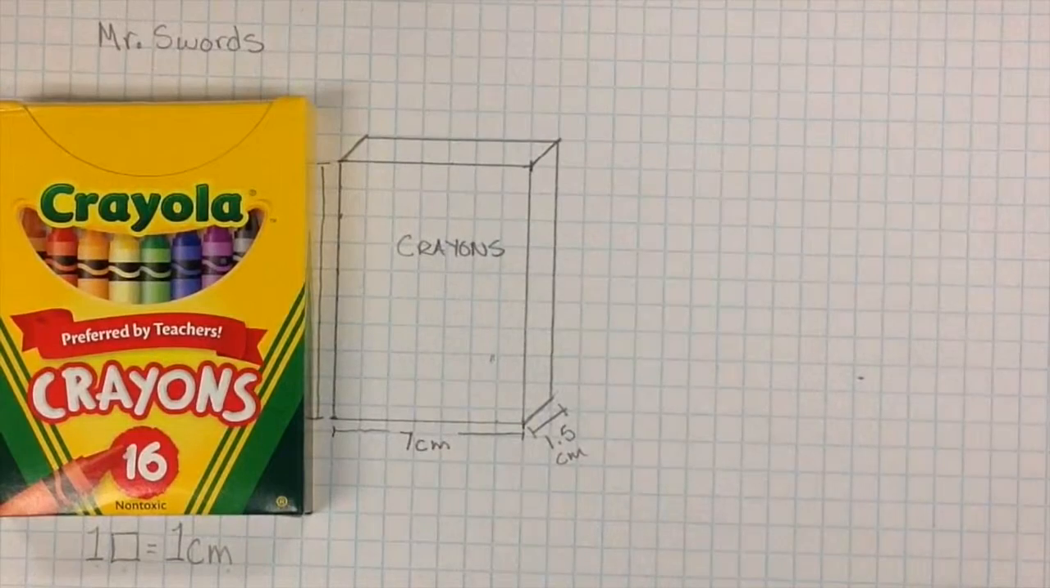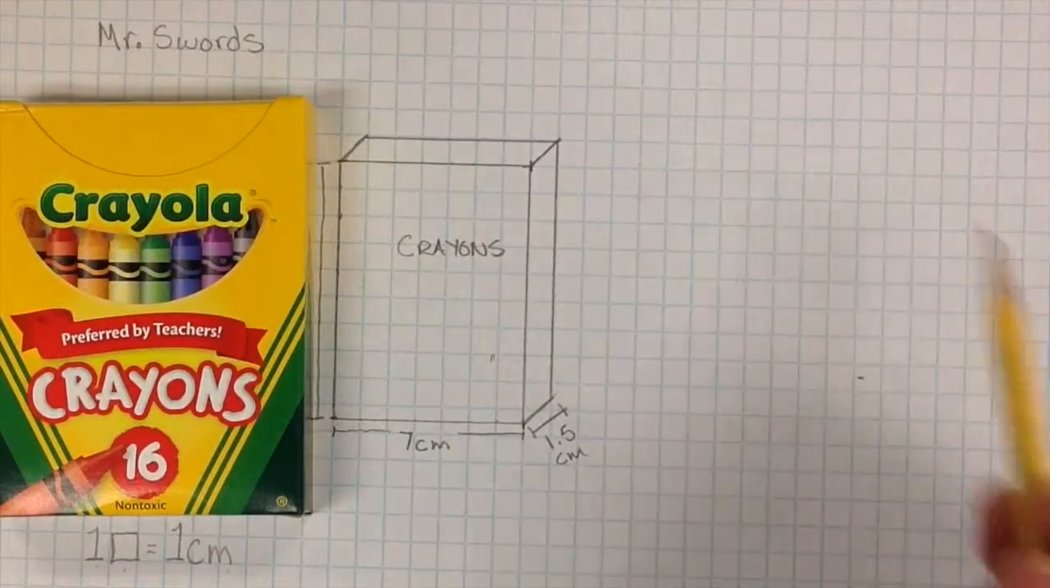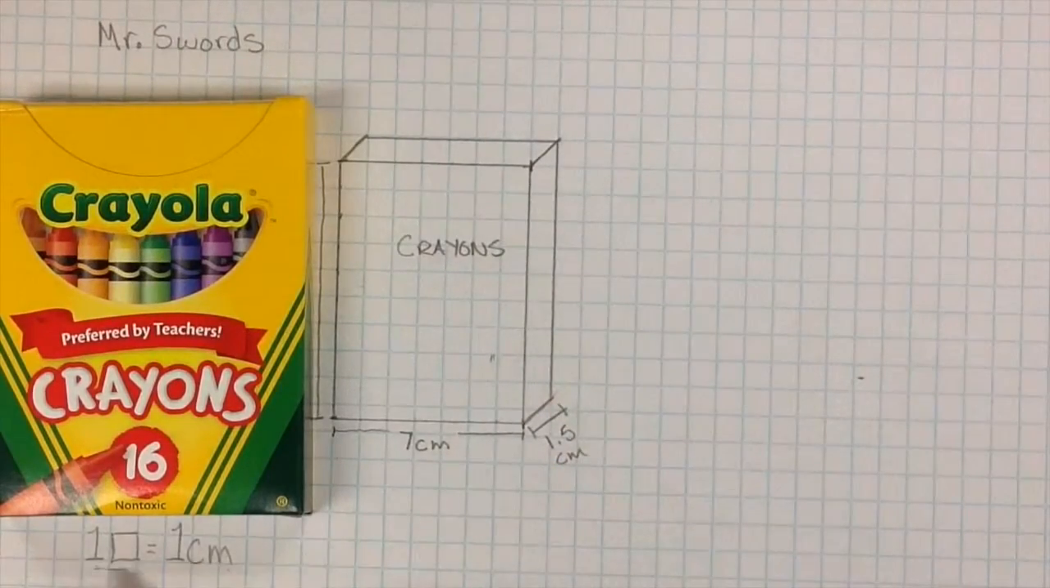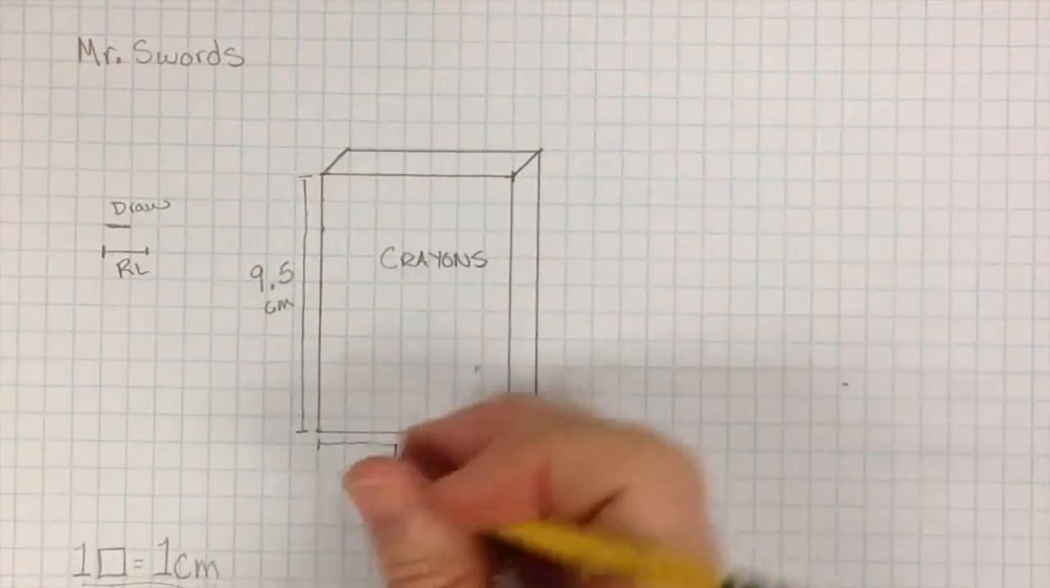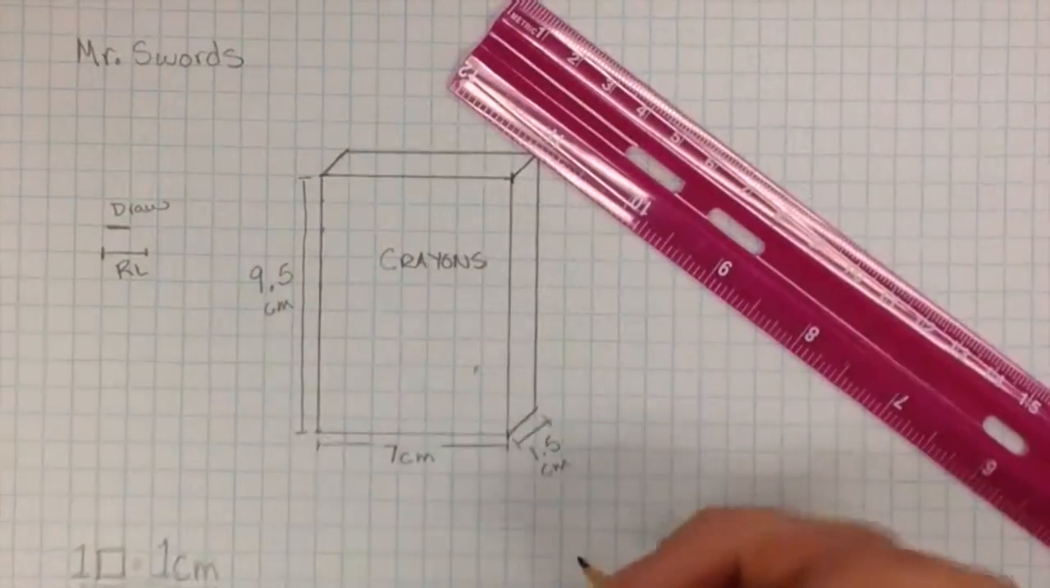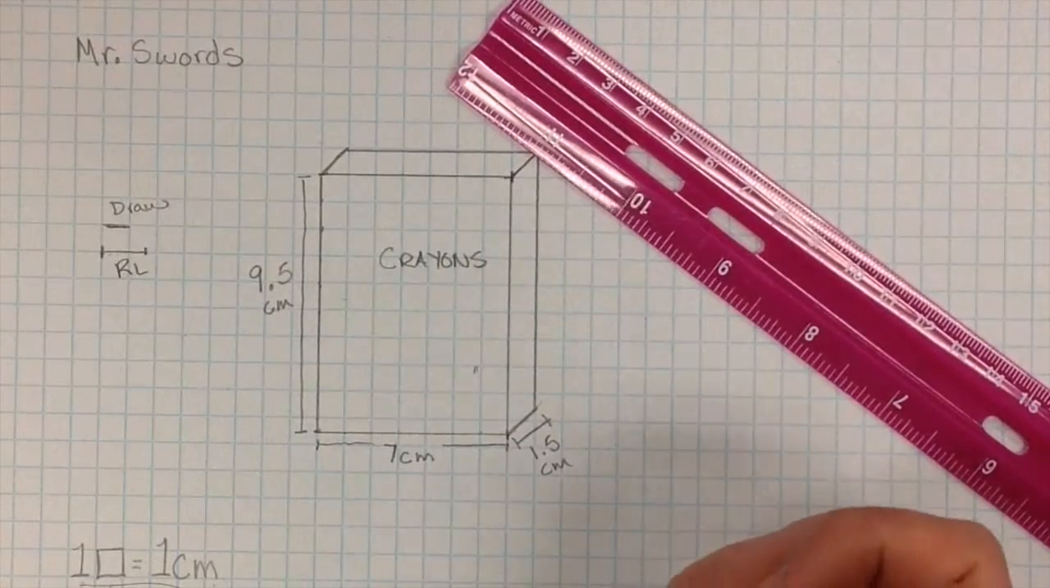Make sure you take a look at what constraints you have in your design briefing, and then you can start creating your own scale drawings. Make sure you have your scale, make sure you write your dimensions in there, and make sure you use that ruler to make some straight edges to make it look really professional.